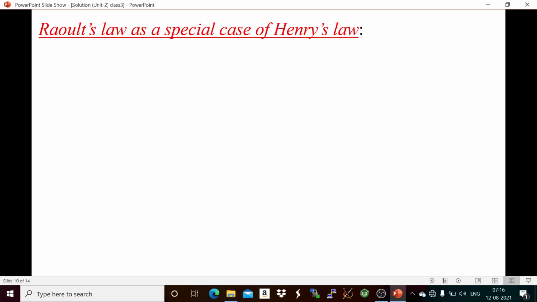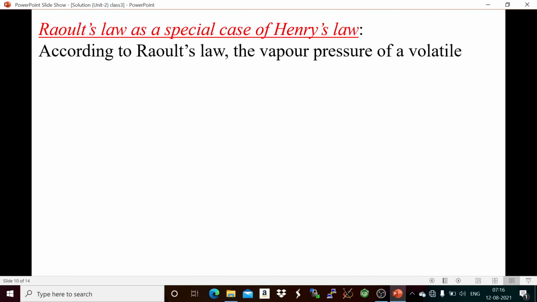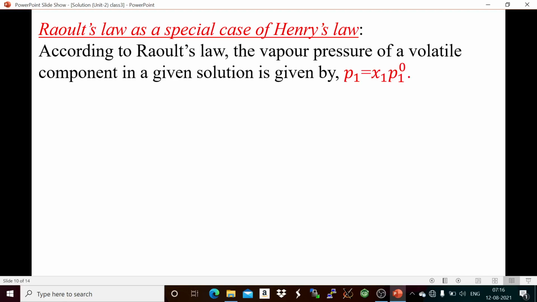Raoult's law as a special case of Henry's law. Next topic. According to Raoult's law, the vapor pressure of a volatile component in a given solution is given by P1 equals x1 P1 naught. That is, according to Raoult's law, the vapor pressure of component 1 is equal to the pure vapor pressure of component 1 times the mole fraction of component 1.